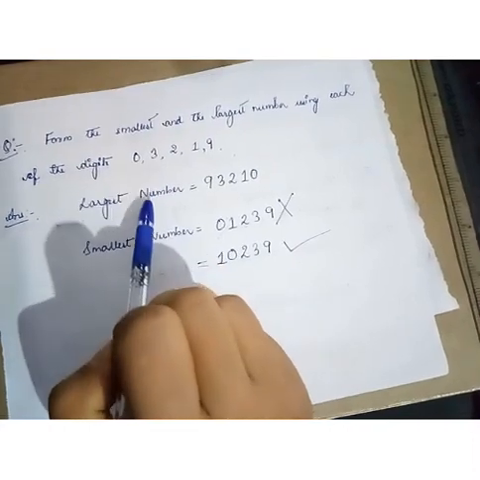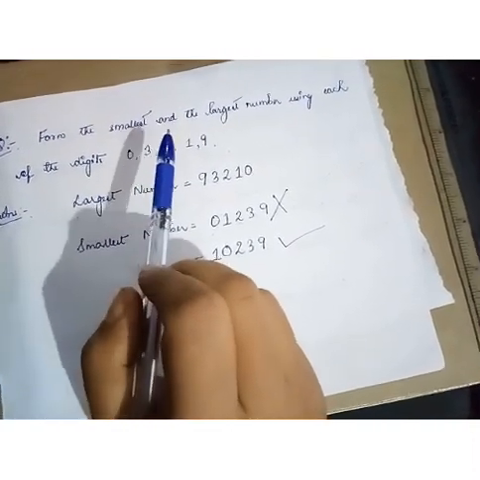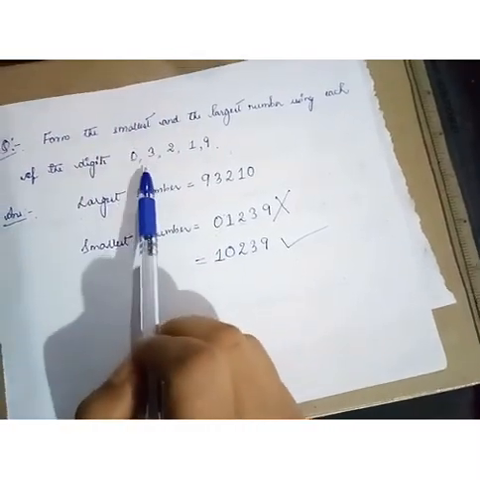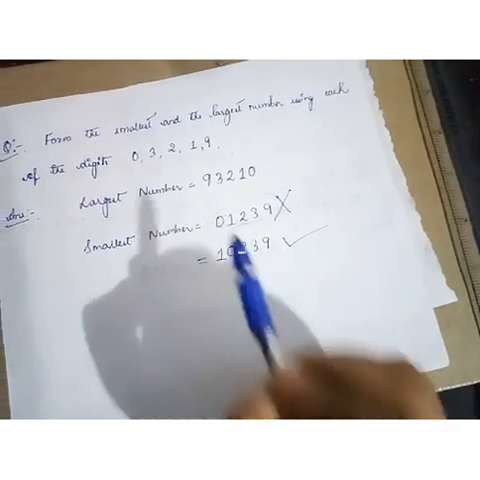So this is how we arrange and form the largest and smallest number when the digits are given. So this is not correct. Don't follow this. We cannot start with 0.